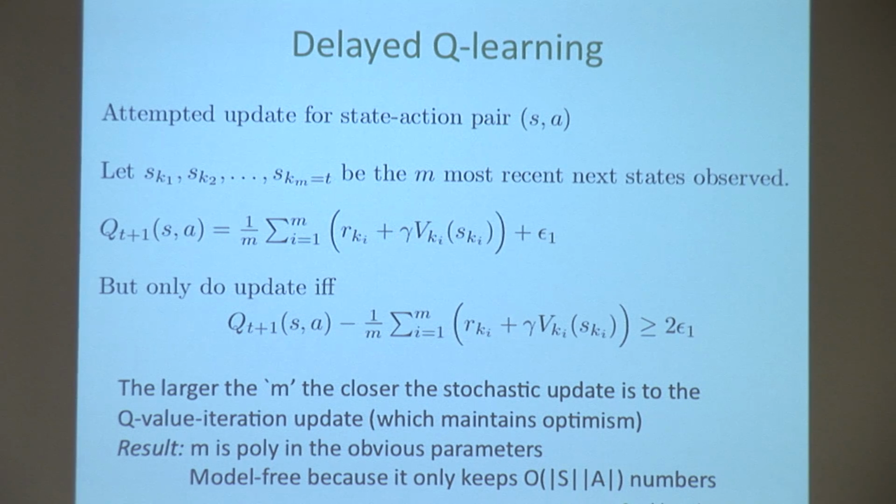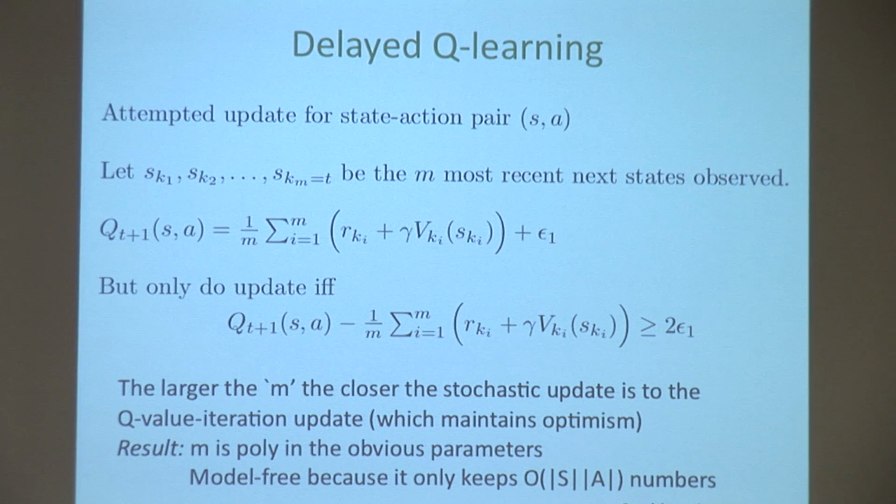Okay, so here's the intuition behind this. If m is infinite, then I am doing something very specific. What am I doing? If m is infinite, then I'm doing exactly the Q value iteration backup, right? That is, if m was truly infinite, then I would have done the following backup.